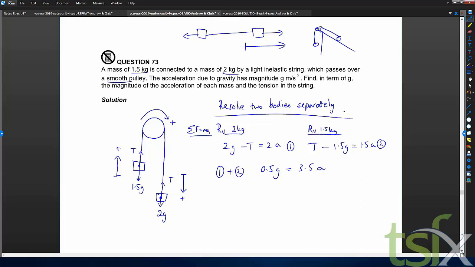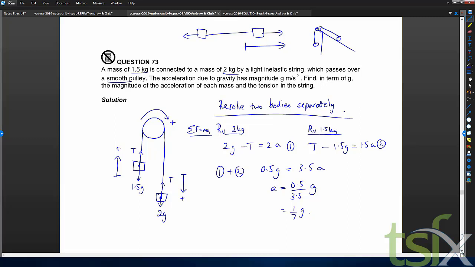And therefore A equals 0.5G over 3.5. More than likely you'll be working in decimals for this one, but should I leave it as decimals? Probably not a good idea, so we're going to put it as 1/7 G, or G on 7. Okay, we happy with that?